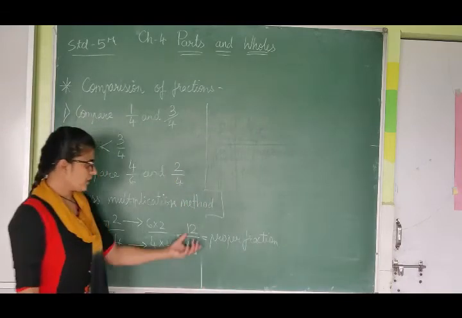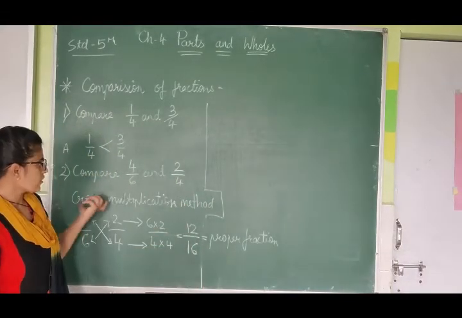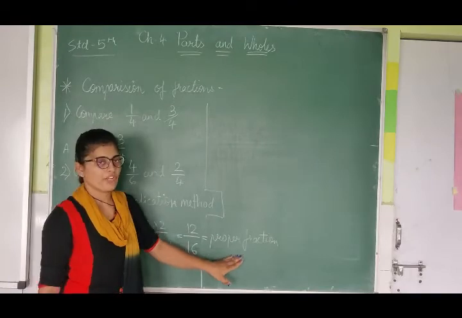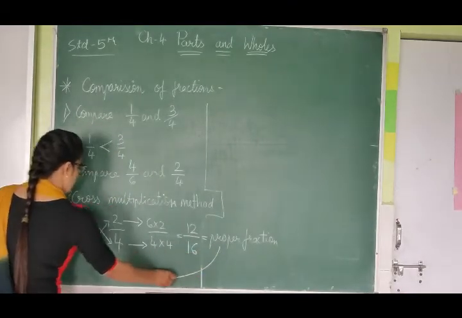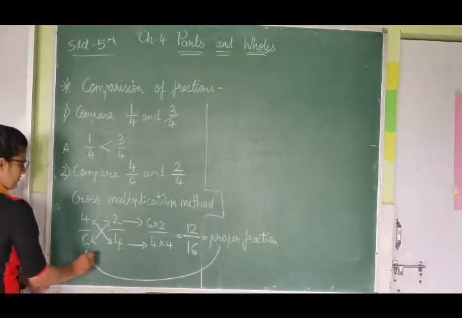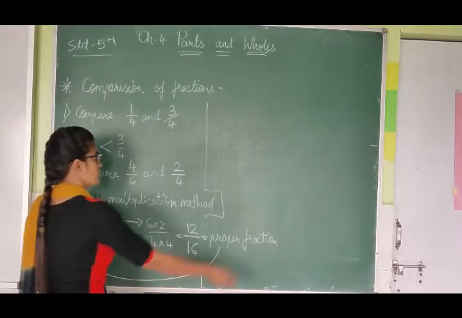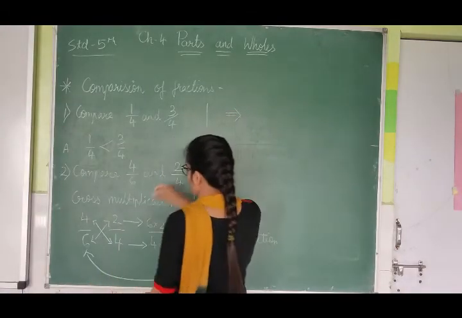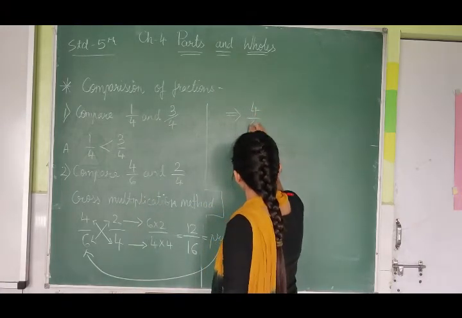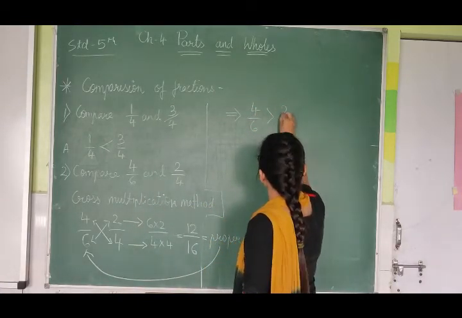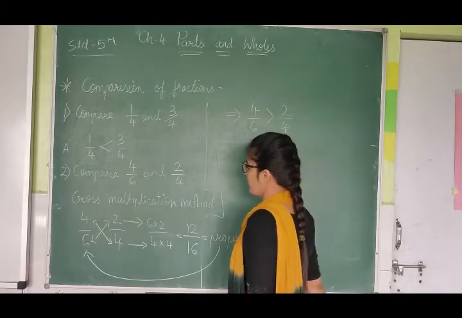So whatever result you are getting after cross multiplication, if it is a proper fraction, then the first one, 4 by 6, will be the greater. So the answer will be 4 by 6 is greater than 2 by 4.